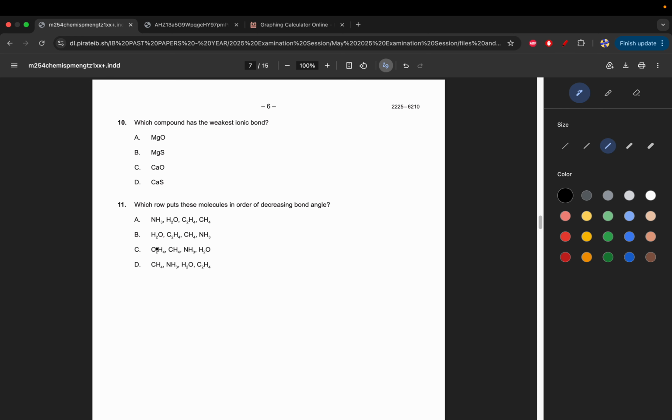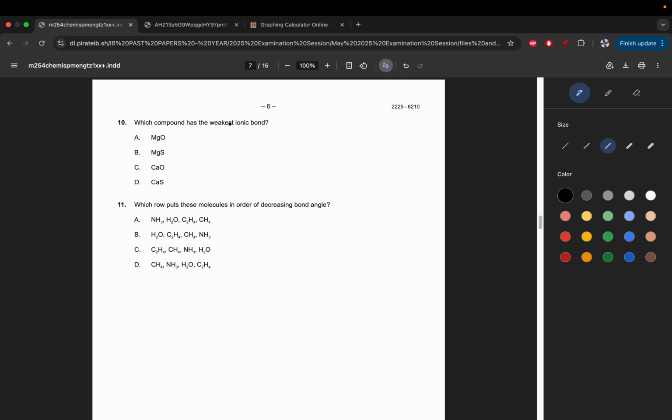Which compound has the weakest ionic bond? Okay, so remember that the definition of an ionic bond is the electrostatic attraction between an anion and a cation. So we're really talking about how strong is that force of attraction between that anion and the cation. And in this question, we're doing a comparison between Mg and Ca and S and O. Well, consider this. We know that electrostatic attraction is going to decrease as we move things further apart. So if 2 charged objects are far apart from each other, then that force is going to be reduced.